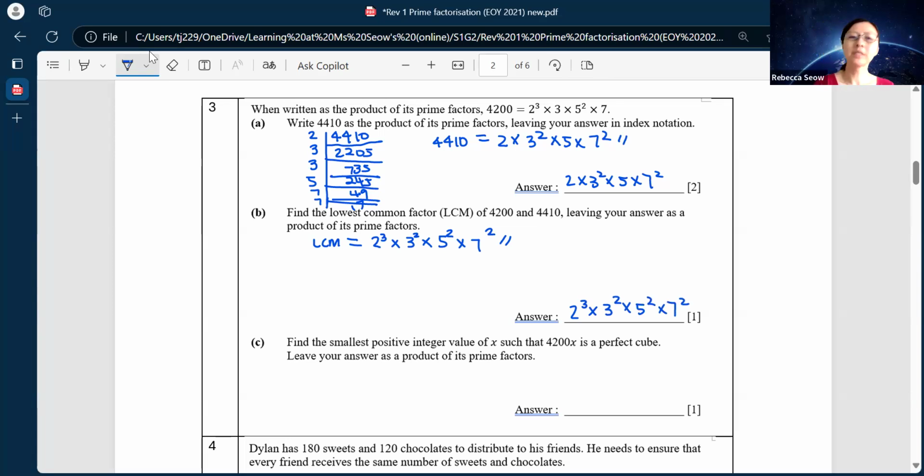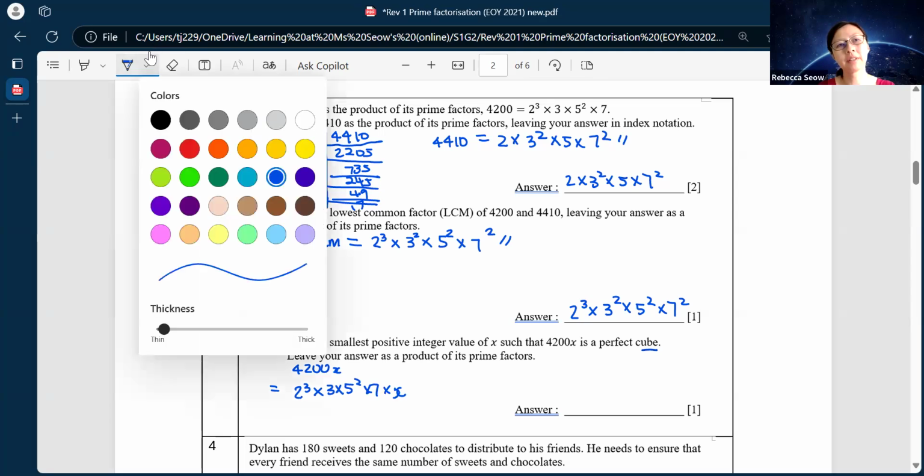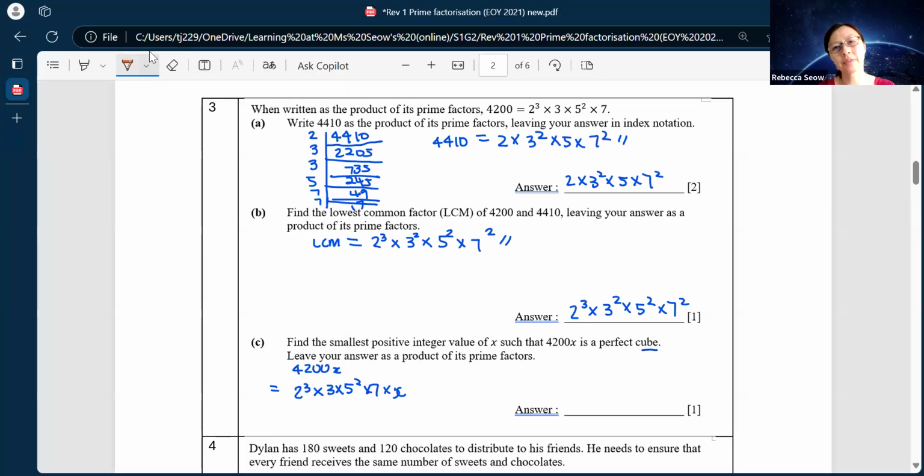Following that, find the smallest positive integer value of x such that 4,200x is a perfect cube. Cube number. Okay, so for cube numbers, the power of each prime factor must be a multiple of 3. So let's break 4,200 into its prime factors. Okay, and let's decide what x is made up of. So perfect cube, all powers are multiples of 3.